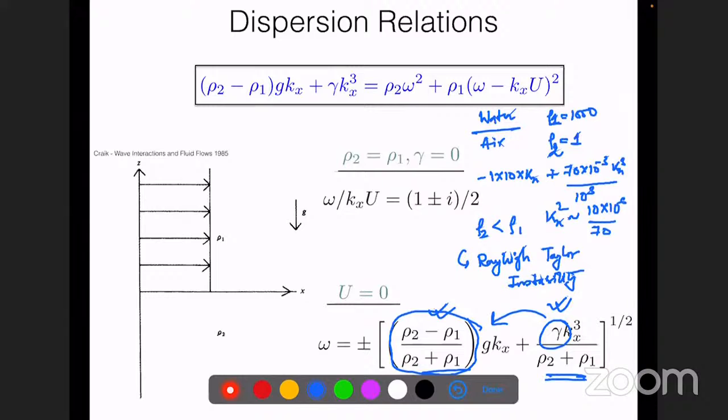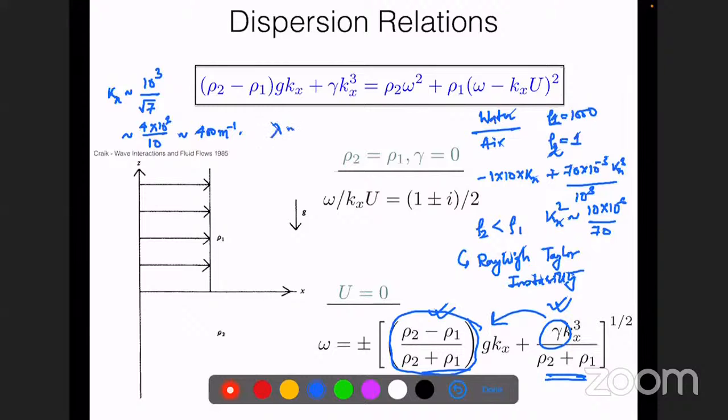If I try to balance it, then I get a kx which is 10 to the power 3 by root 7. If I approximate root 7 as 2.5, then this would be 10 by 4 into 10 cube. That would be 400 meter inverse. Can someone just quickly verify if the answer is around 400 meter inverse? It's around 380. Okay.